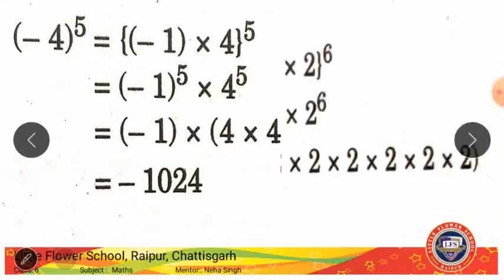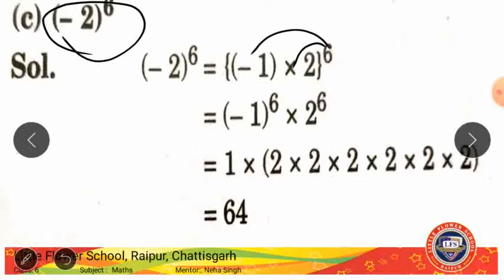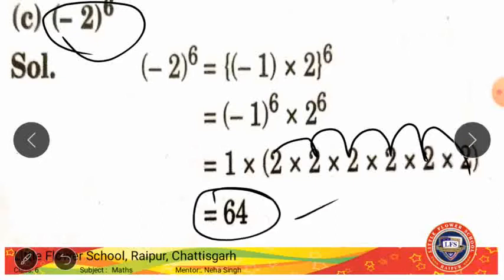Okay. Next, minus 2 power 6. This is also similar. The minus sign you will separate. Minus 1 into 2 power 6 you can write. Then the exponent will be distributed to both the terms. Minus 1 power 6 and 2 power 6. Now see, here 6 is an even number. Minus 1 with an even power will have a positive sign. The answer now will have a positive sign. And 2 power 6, what will it be? 2 into 2 is 4, 4 into 2 is 8, 8 into 2 is 16, 16 into 2 is 32, 32 into 2 is 64. This is our answer.